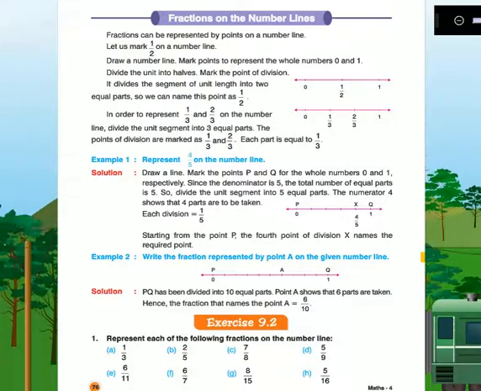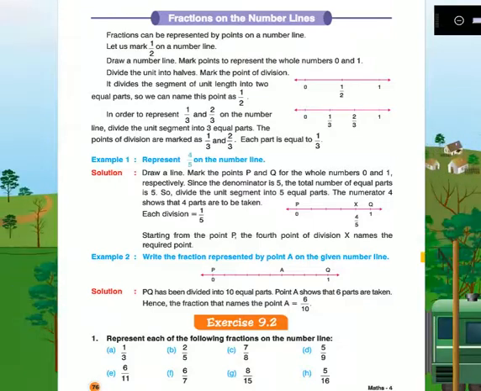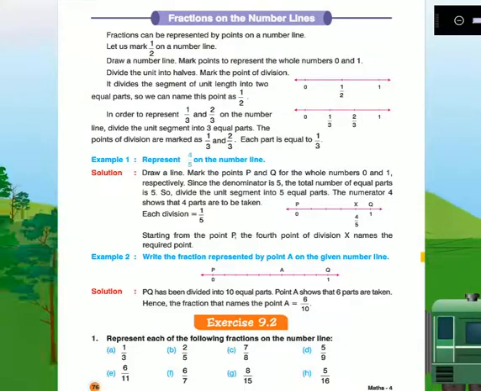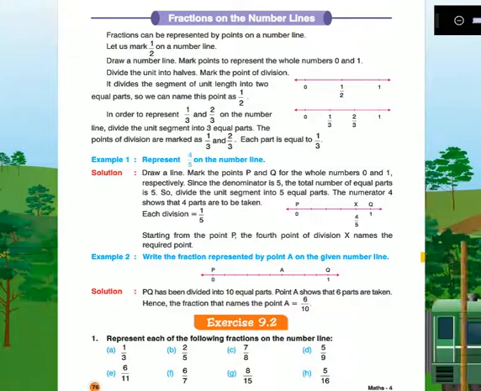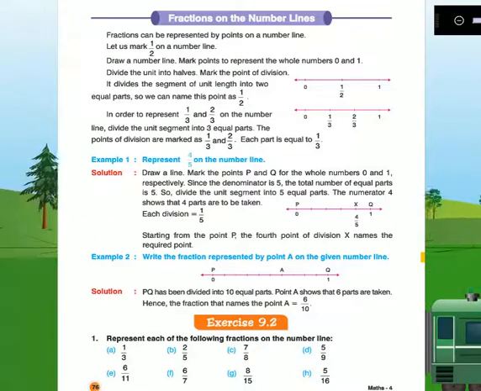Draw a number line. Mark points to represent the whole numbers 0 and 1. Divide the unit into halves. Mark the point of division. It divides the segment of unit length into two equal parts, so we can name this point as 1 by 2.